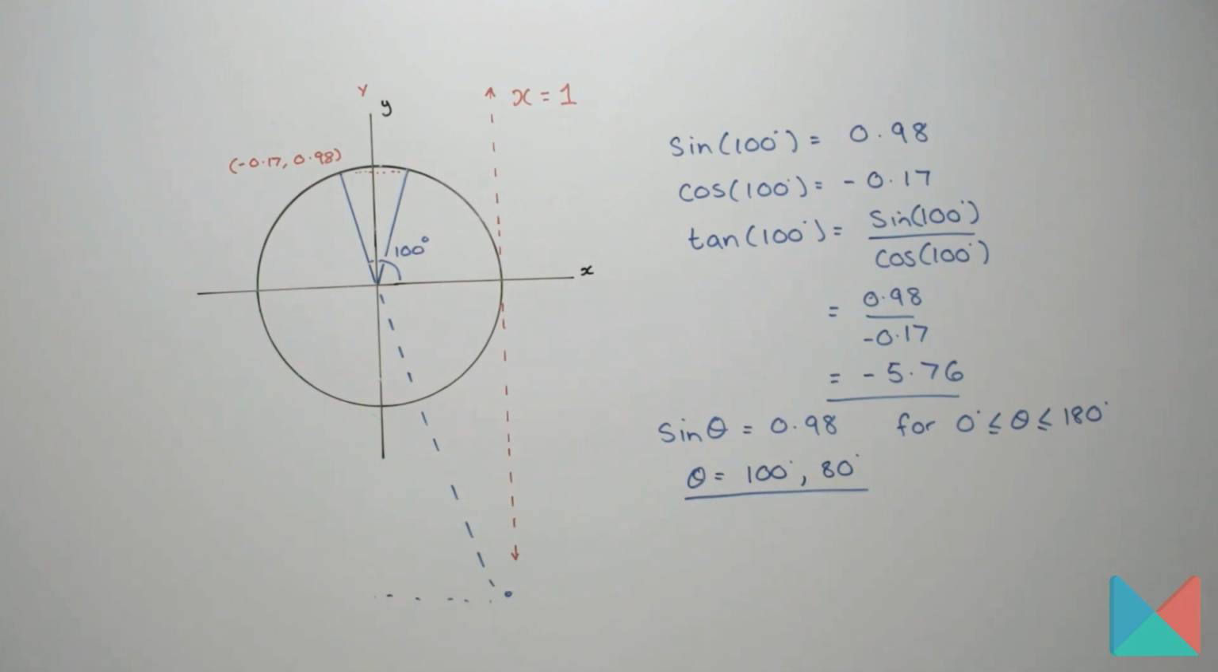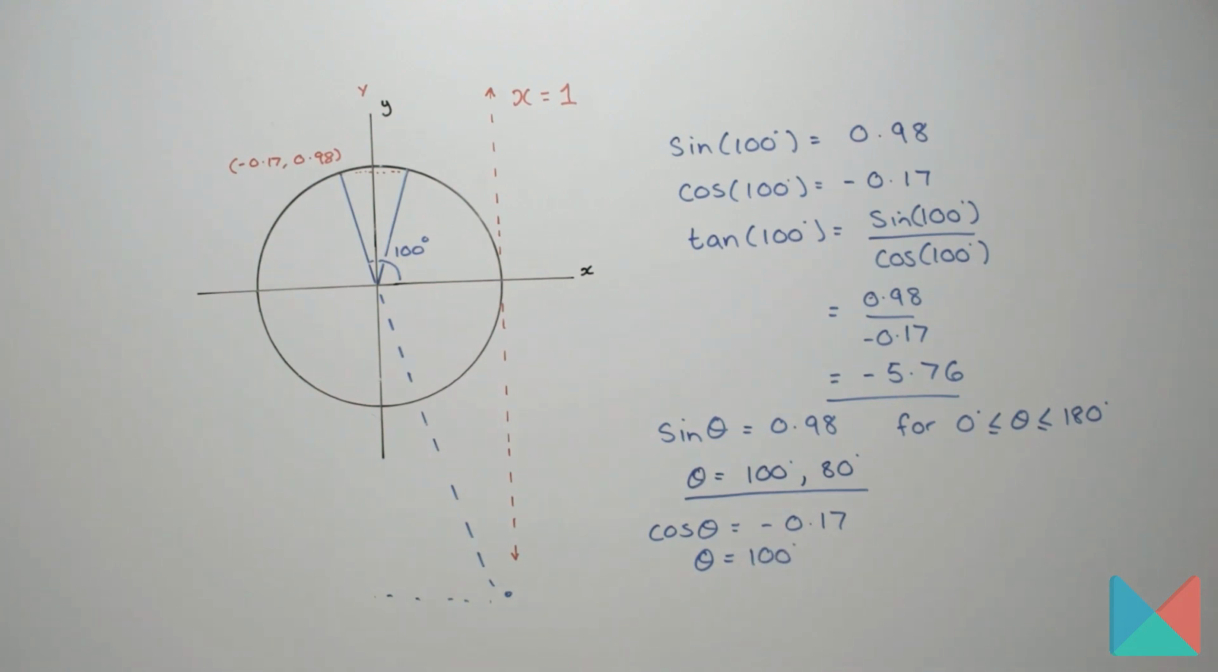And now let's consider a similar problem, but for cosine of some angle theta is equal to negative 0.17 for the exact same domain between 0 and 180 degrees. Well, one solution should be pretty obvious, where we get a cos value of negative 0.17 at 100 degrees displayed by this coordinate over here. So we have a solution of 100 degrees, but let's see if there are any other solutions.